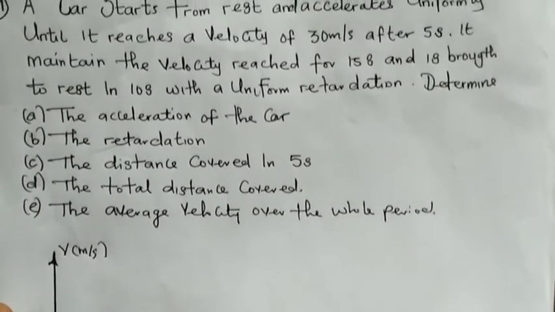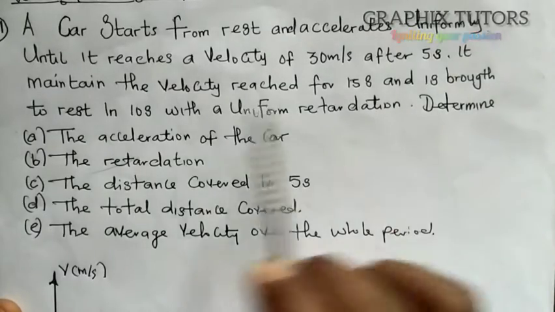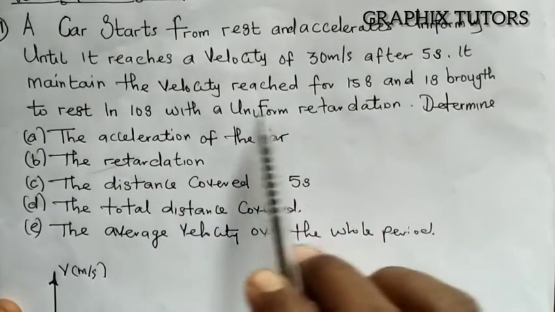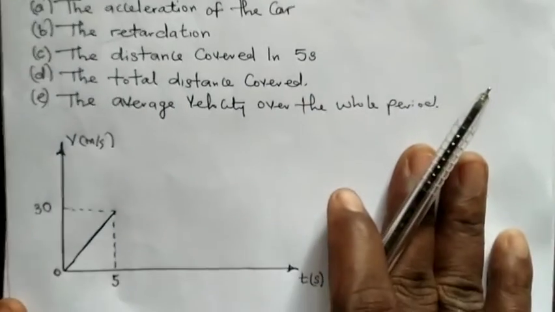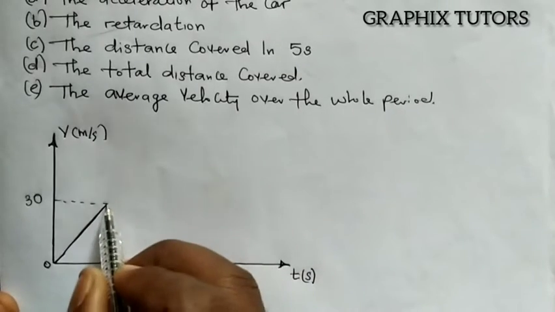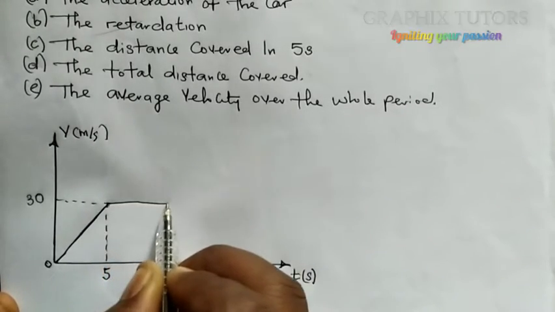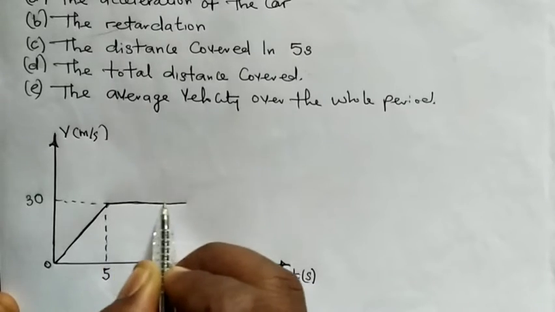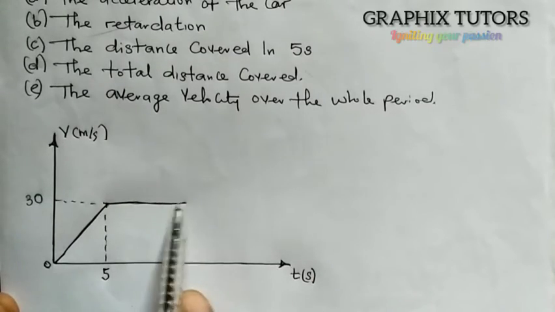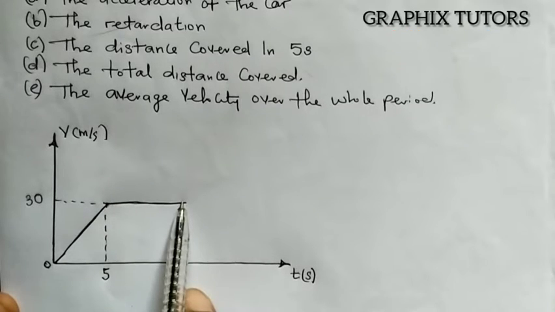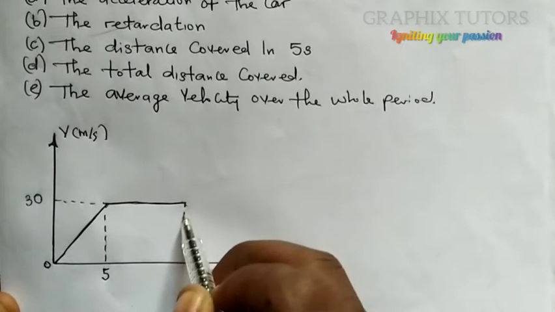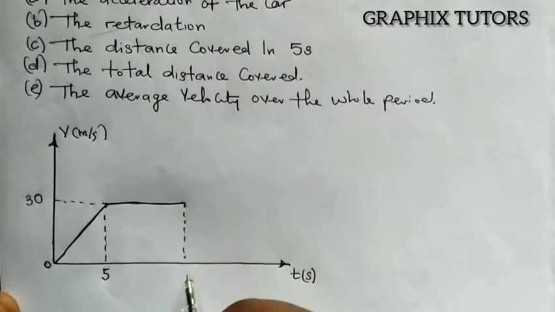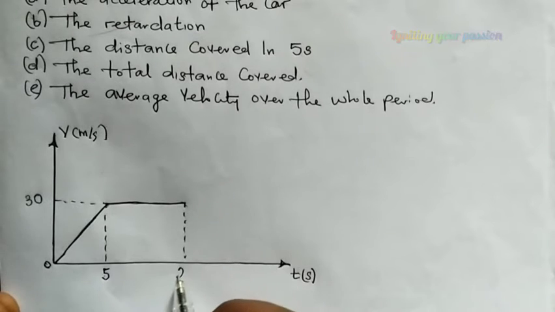Now, also, it says that it maintains the velocity reached. So that means it is constant now at this particular velocity for 15 seconds. So it maintains it from this point. You use a straight line to show that it is maintaining it. That means the velocity here is constant. So at this point here, the velocity, both initial and final, is 30. Okay? So the time it spent in maintaining this velocity is what? 15. So you are going to add 15 and 5. So you'll be having what? 20 seconds. Is that okay?